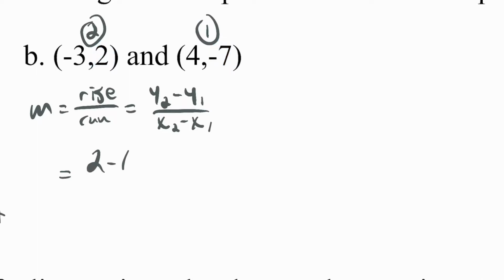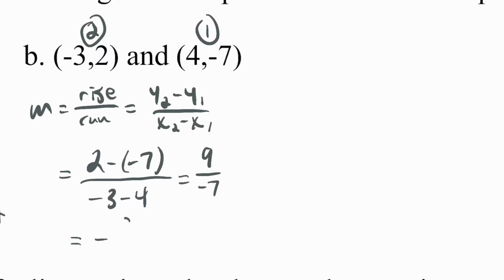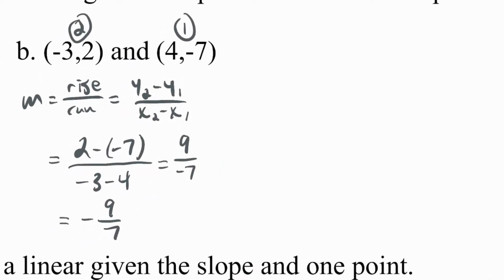Whenever you have some negative coordinates, be sure that you don't lose track of the minus signs that are needed. So then x2 minus x1. So this will be negative 3 minus 4. Okay, so this will be, what is that, 9 over negative 7, or if we want, negative 9 over 7. Okay. So that's the slope.